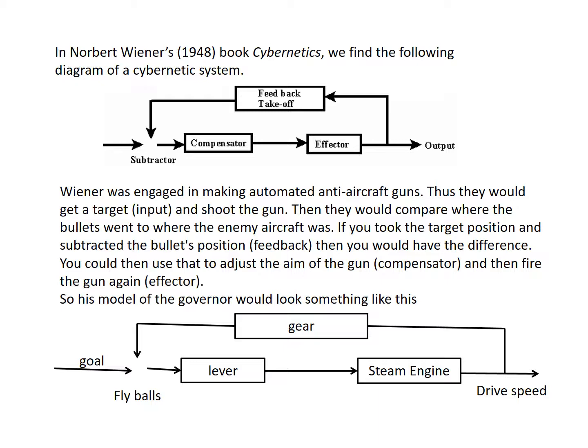So his model of the governor would look something like this. The goal is fed into the flyballs in the form of their position, and that is connected by the lever to the steam engine, which produces the drive speed. Then there is a feedback takeoff from the drive speed via the gear, which gives information back to the flyballs.